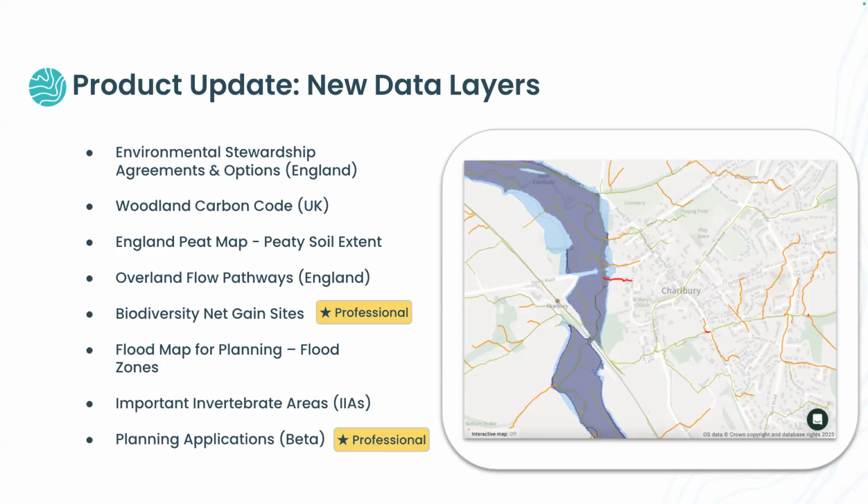Woodland Carbon Code is introduced too, so you'll see the different Woodland Carbon Code sites that are either agreed or under development, and they've been verified for carbon sequestration under that code. Validated and under development projects will be there. England Peat Map, so this is quite a new data layer from Natural England. You'll be able to view different peat or peaty soil extent areas in England, and that was quite a big data set. So please do have a look, it's quite something.